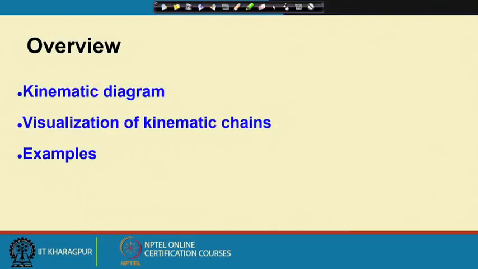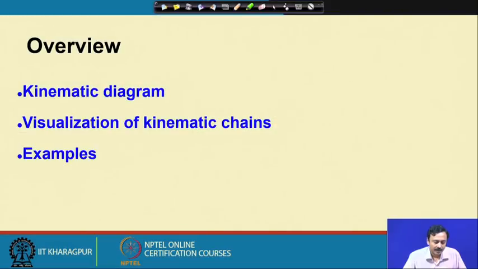Right at the outset, let me give you the overview of today's presentation. First, we are going to discuss something known as a kinematic diagram, which will allow us to visualize the mechanism. It will allow us to identify the kinematic chains as we know them. This I will demonstrate with some examples.